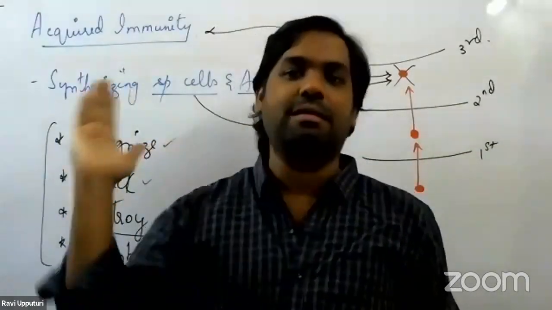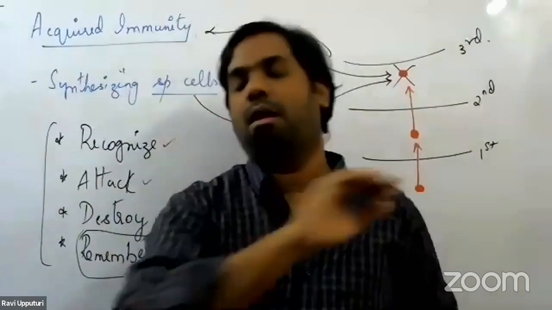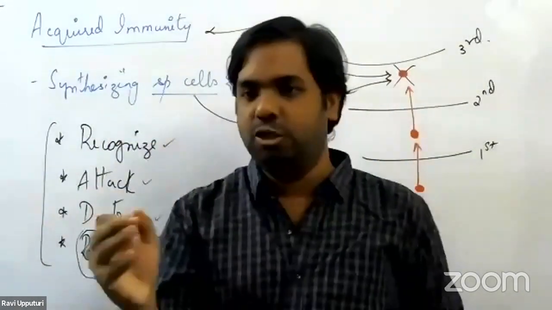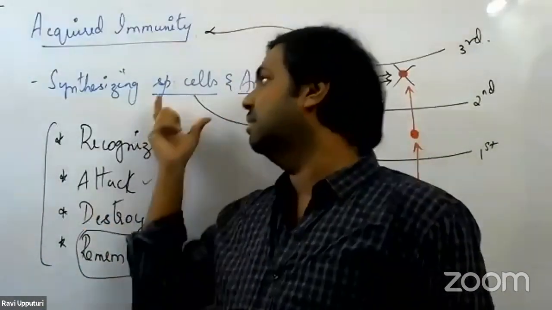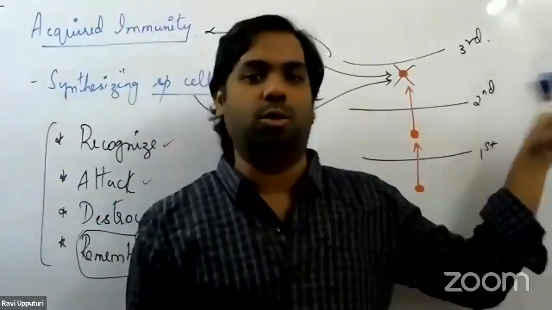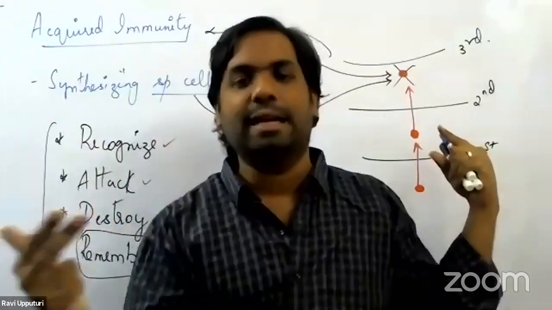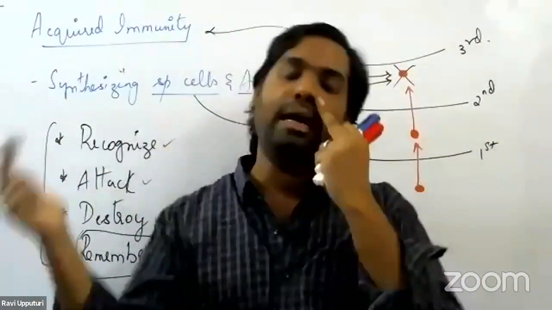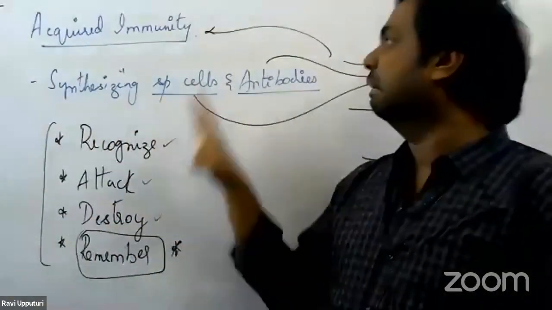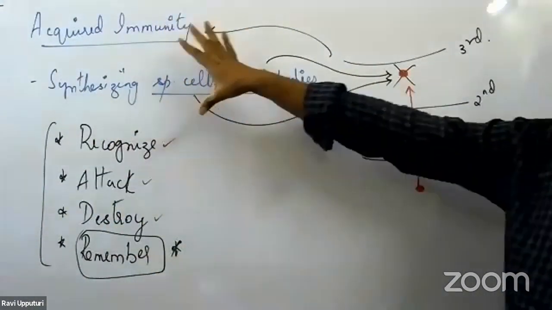Once they have attacked the pathogen, they would see to it that all of the pathogens are completely destroyed. Once they are destroyed, those particular activated cells would remember what sort of pathogen has entered the body. So the second time, it would be easier for them to attack those pathogens, right? So this is the brief introduction to the acquired immune system.